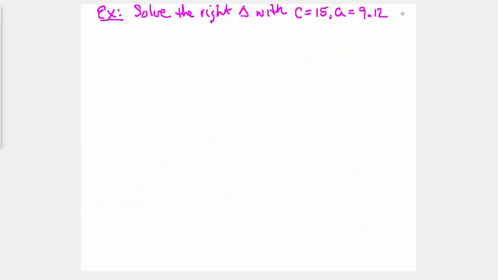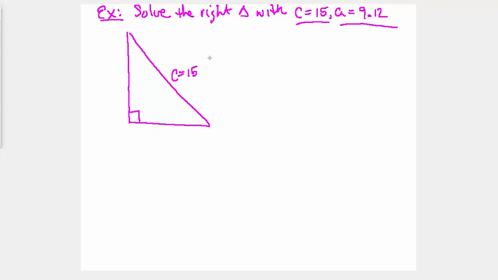Let's look at another example where we want to solve a right triangle, but this time the given information is that side C is 15 and side A is 9.12. Pictures are very helpful here, so let's get a nice right triangle drawn and label the right angle with a box. Across from the right angle, of course, is always side C, the hypotenuse. So we'll label that over here, and they told us that that's 15. And then A could be either of the other sides, it doesn't matter which. I'll call this one over here A, and we know that is 9.12 as given, which means the side at the bottom, which we don't know yet, is side B.